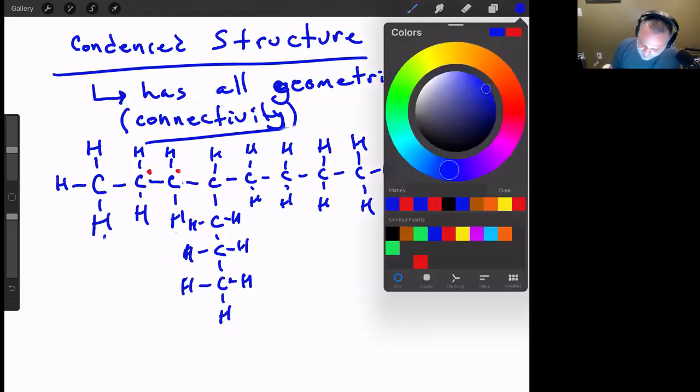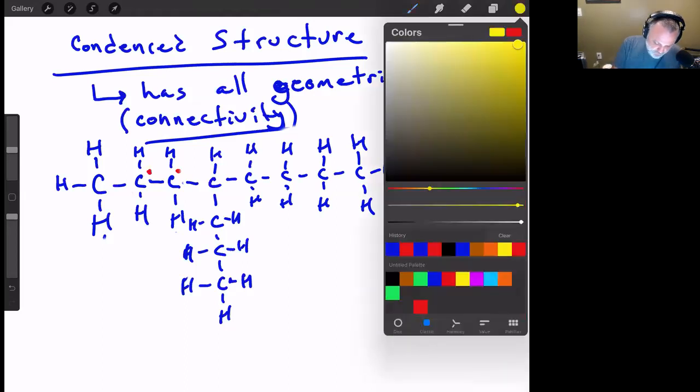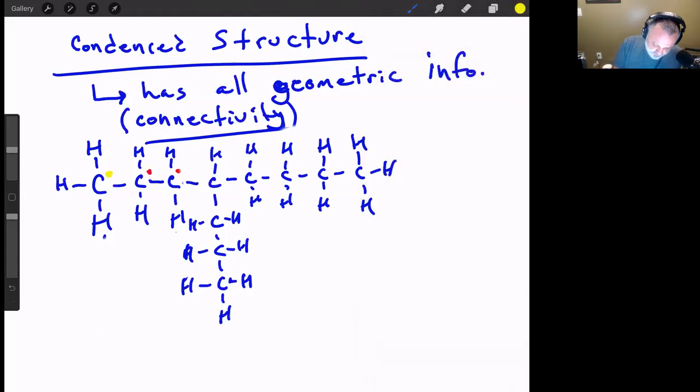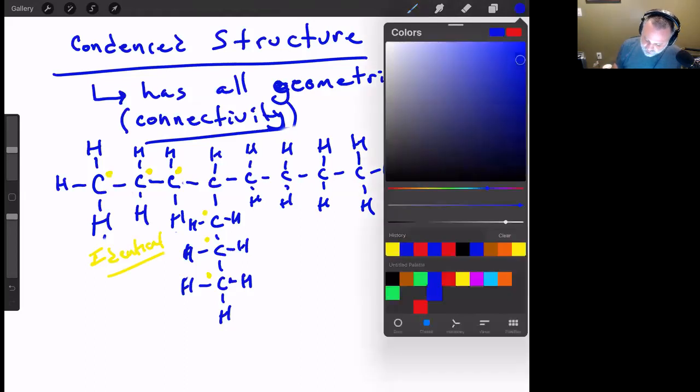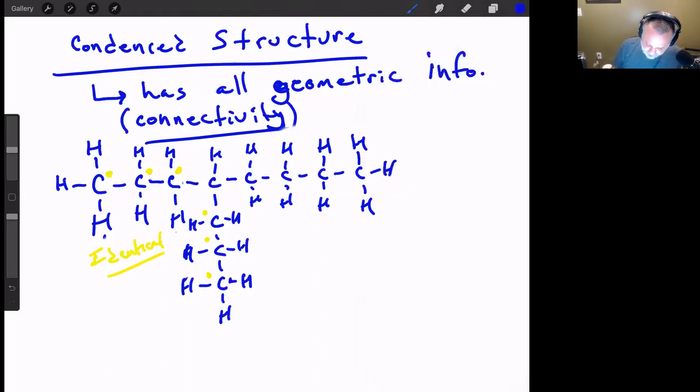Well, what do I have here? I've got 1, 2, 3 carbons there. I've got 1, 2, 3 carbons there. And so it looks like these are identical. So one way that we could write this structure down is to say, look, I've got a CH3, CH2, CH2. That's what that is, right?